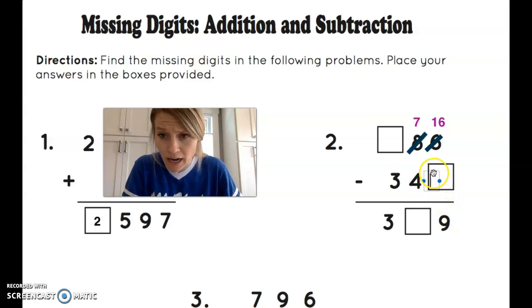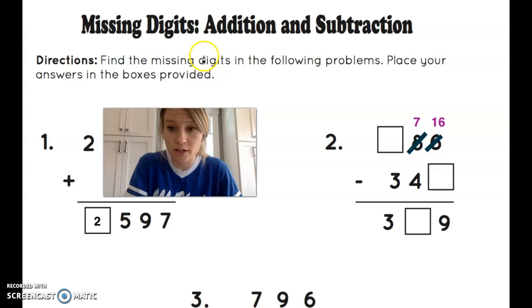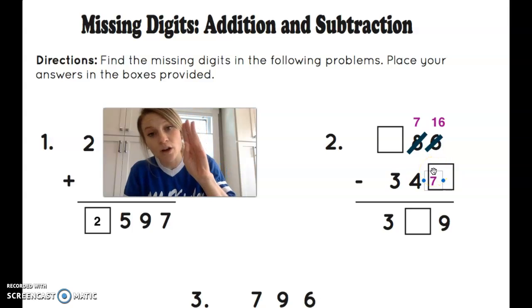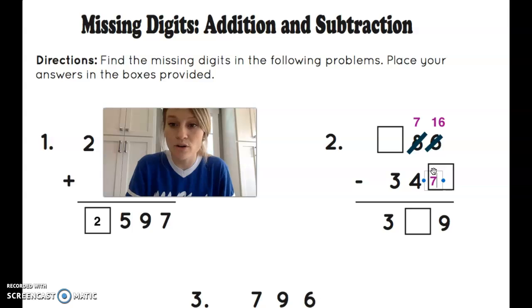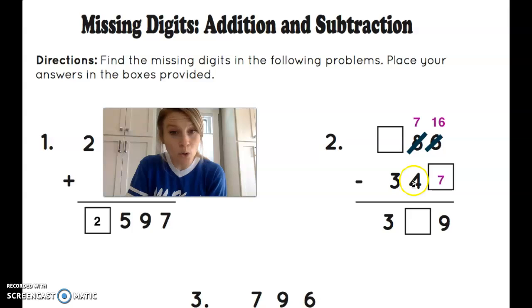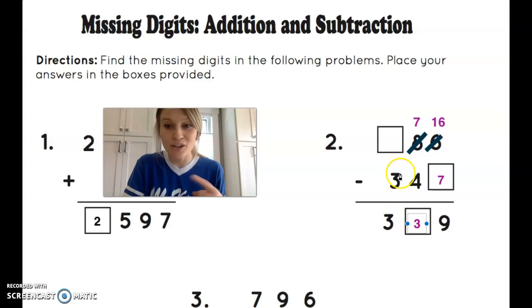So the number you should have gotten right there, you think about what would make sense. Well, 9 plus 7 equals 16, because 9, 10, 11, 12, 13, 14, 15, 16, or 16 minus 7 equals 9. And then 7 minus 4 equals 3. That one was kind of quick. And then something minus 3 equals 3. Go the opposite way. 3 plus 3 equals 6.